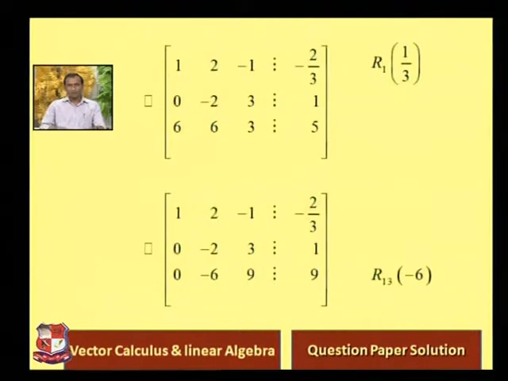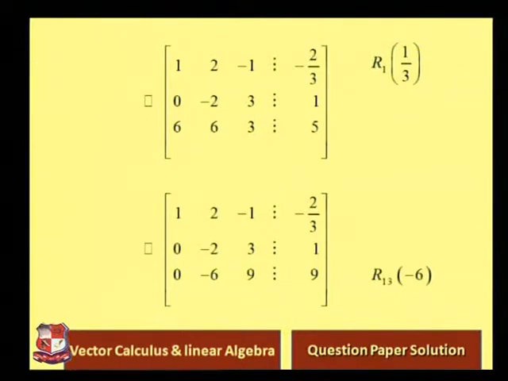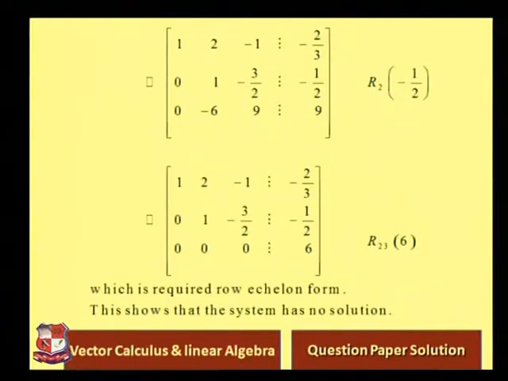Now next we find the next leading one in the second row and second column. The second row, second column element is -2. So we multiply this second row by -1 by 2. That means the row operation is written as R2 → (-1/2)R2. So we get 0, 1, -3 by 2 and -1 by 2.